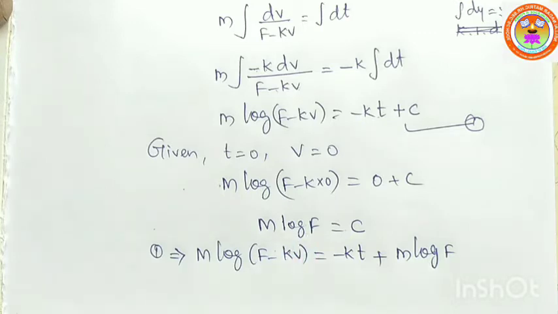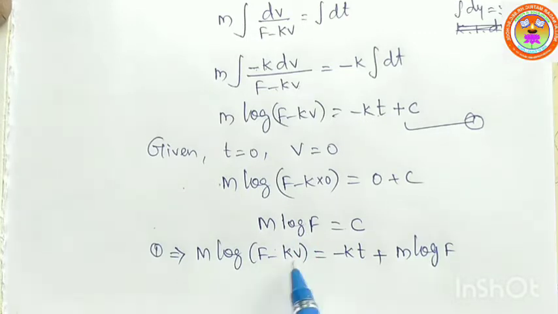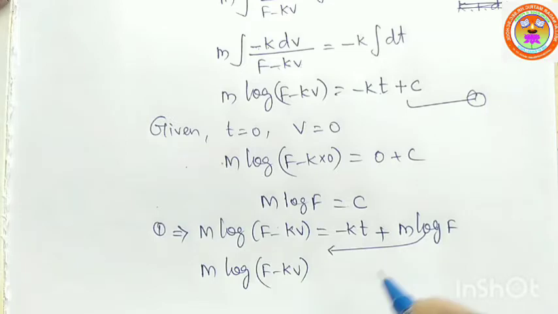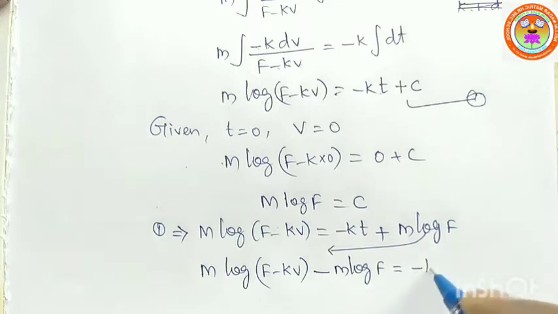This m into log f. See, here one log term, here also one log term. So we can keep the log terms together. For that, we are bringing this term into the left hand side. So we will get m into log of f minus kv minus m into log f, which is equal to minus kt.